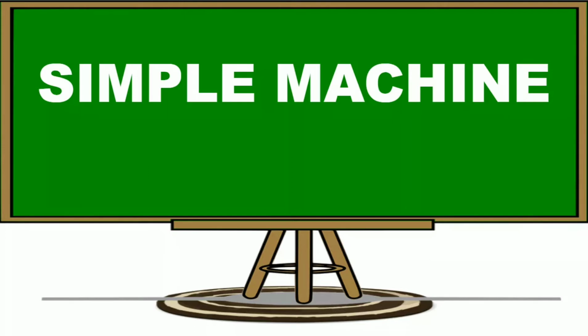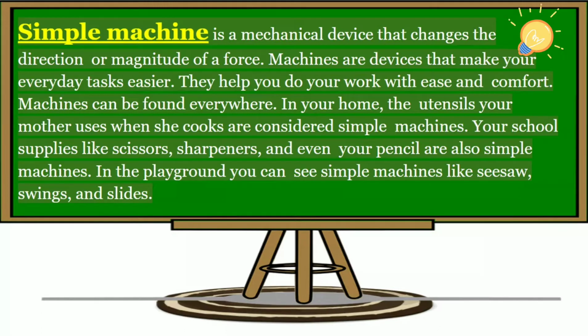What is simple machine? Simple machine is a mechanical device that changes the direction or magnitude of a force. Machines are devices that make your everyday tasks easier. They help you do your work with ease and comfort. Machines can be found everywhere.